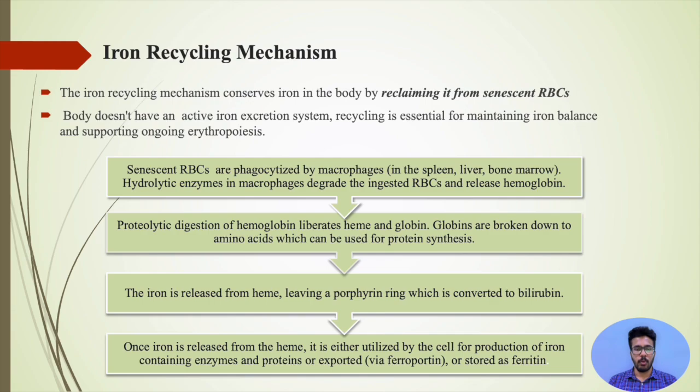Proteolytic digestion of hemoglobin releases heme and globin. Globins are broken down into amino acids, which can be used for protein synthesis. The iron is released from heme, leaving a porphyrin ring which is converted to bilirubin. Once iron is released from the heme, it is either utilized by the cell for production of iron-containing enzymes and proteins, or it is released and exported via ferroportin, or stored in the form of ferritin.